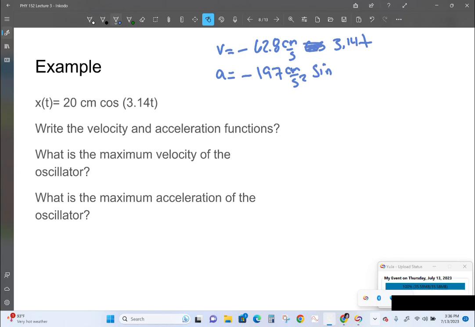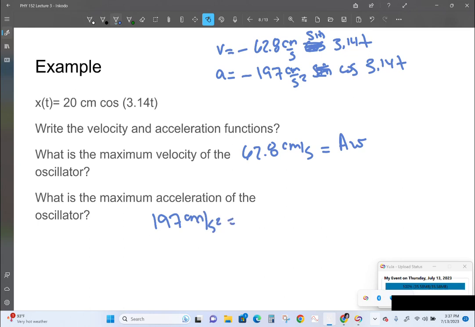Actually, I'm sorry, I messed this up. This one should be sine, and this one should be cosine, of 3.14t. So I'm just using those generic functions. So the maximum velocity is oscillating between plus and minus 62.8 centimeters per second, which is just AW. And the maximum acceleration is oscillating between positive and negative 197 centimeters per second squared, which is AW squared.